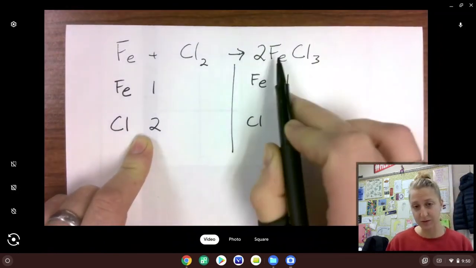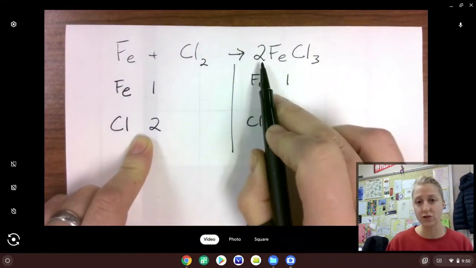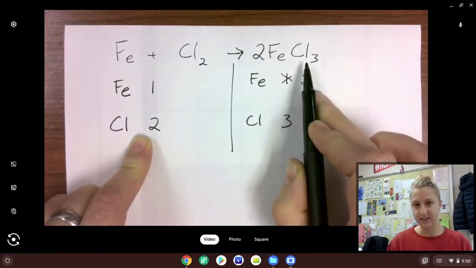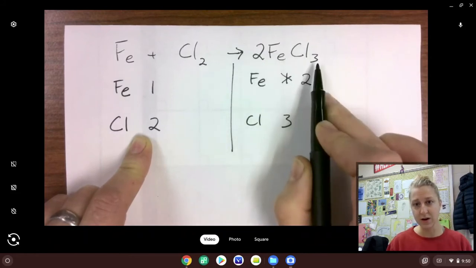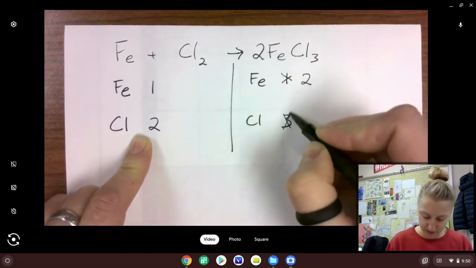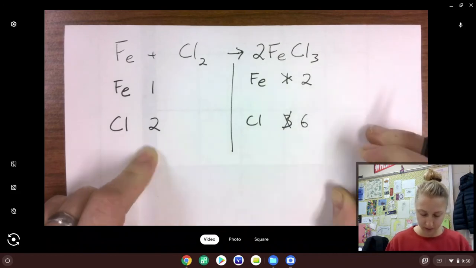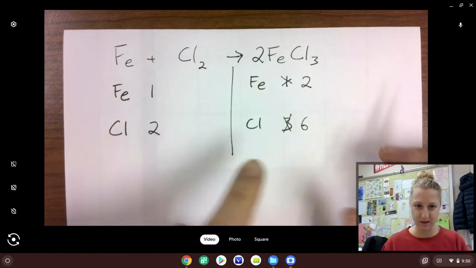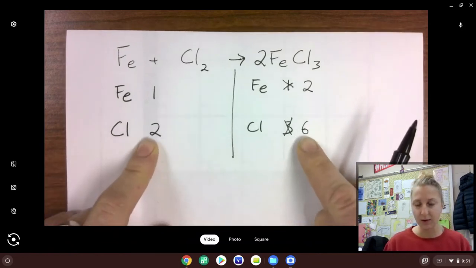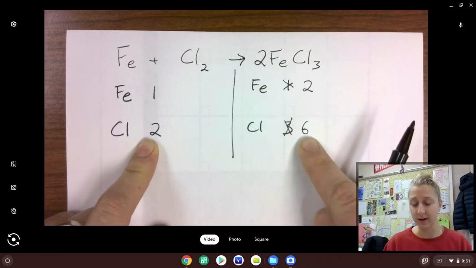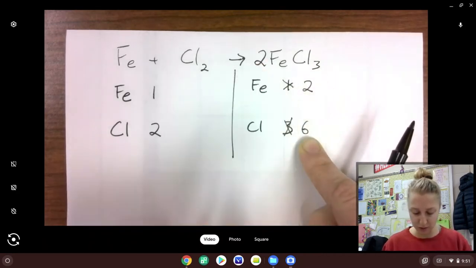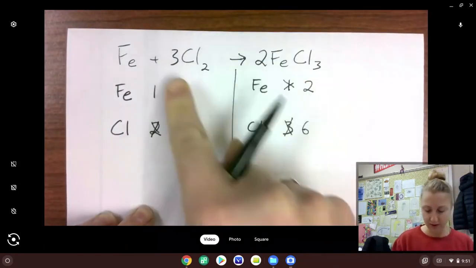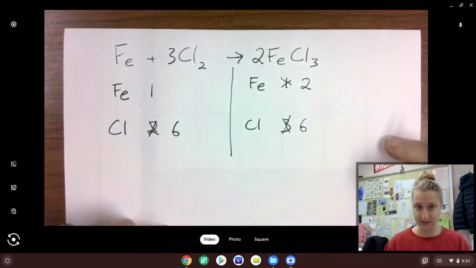now that changes a couple things over here. Let's recount. So now I have 2 Fe instead of just 1. And my Cls, I have 2 times 3, so I've got 6 Cls over here. Okay. Now let's look back at this side of the equation. Let's still keep focusing on our Cls for now. So I gave myself 6 over here. I multiplied that 3 by 2. Now I'm going to take this 2 and I'm going to multiply by 3. Now I have 3 times 2, 6 Cls.